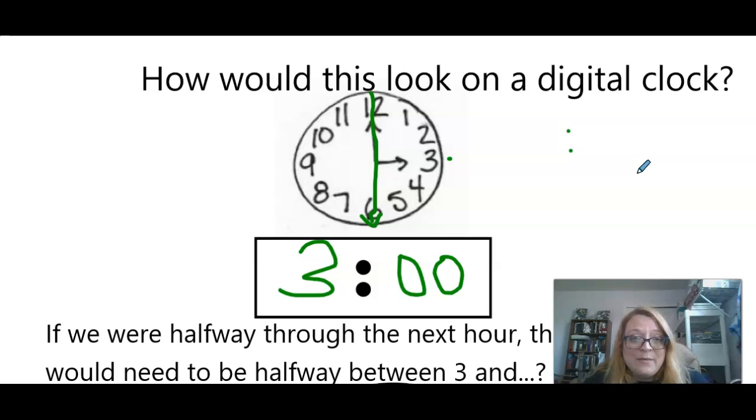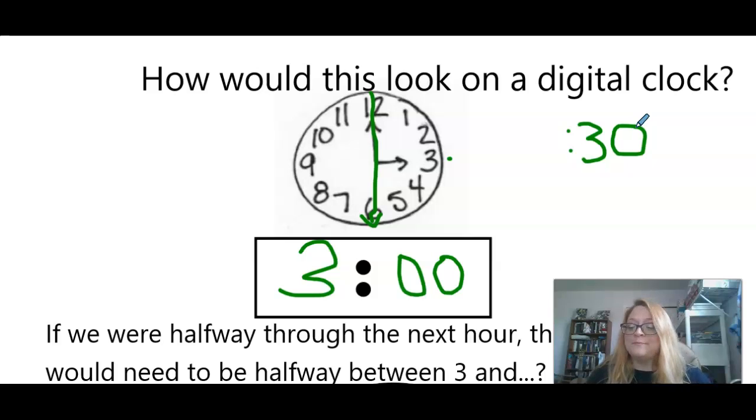Now, halfway is 30 minutes. There are 60 minutes in an hour. 30 plus 30 equals 60. So our minutes, if it's at the 6, is going to be 30 minutes because that's how many minutes are in a half an hour.